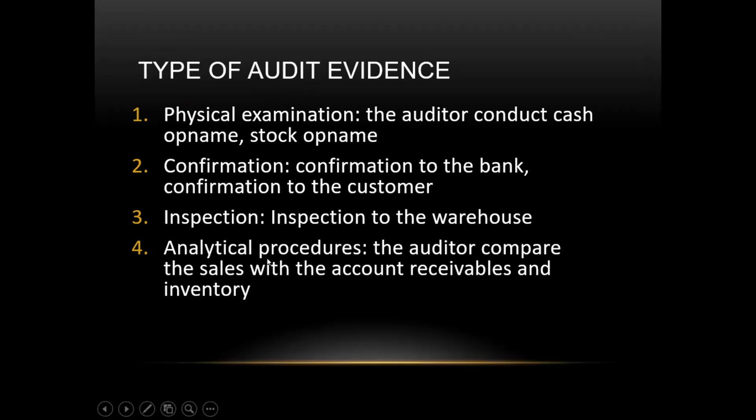And then the next one is analytical procedures. This is when the auditor analyzes the data in the financial statements. The example is when the auditor compares the sales with the account receivables and also the inventory. If the sales are increasing, the account receivables should increase too, and also the inventory. So if the auditor compares several accounts like this, sales with account receivables and inventory, that is called analytical procedures.